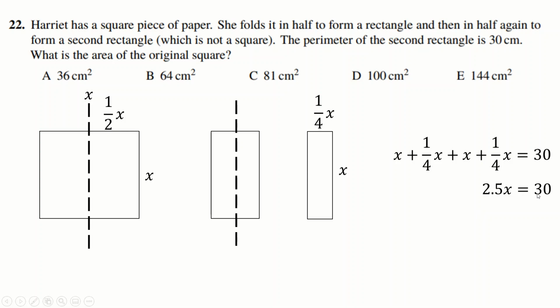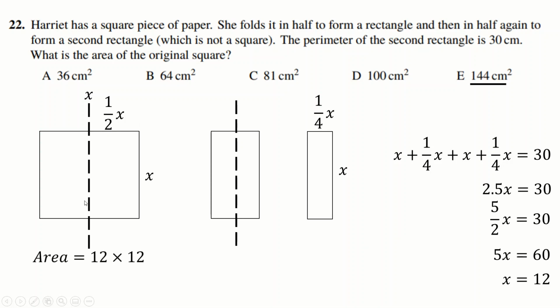You could just do some trial and error here. 2.5 times 12 is 30, because you get to 24 times by 2, then add half of 12, which is 6, to make 30. Or you could say 2.5 is 5 halves. It's completely up to you. Times by 2 divided by 5, you get x is 12 either way. So this square has size 12 by 12. 12 times 12 is 144, and that will be my area of the original square.